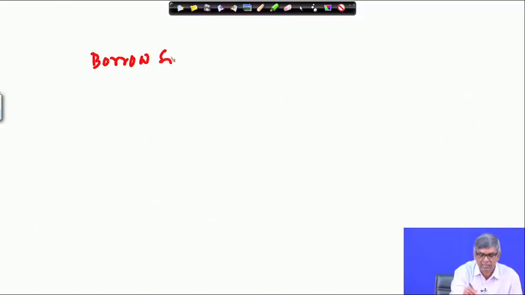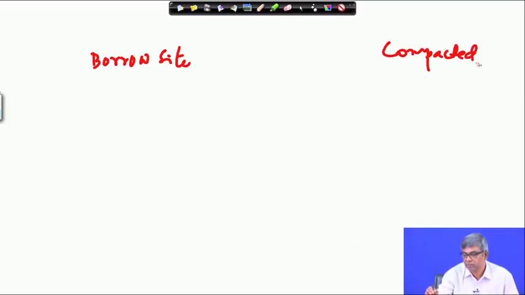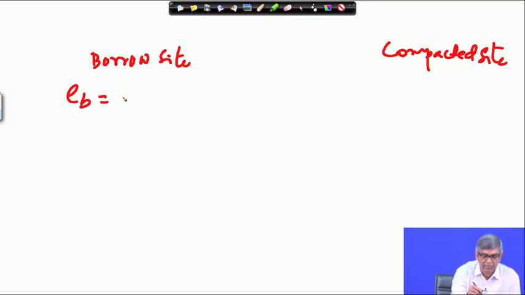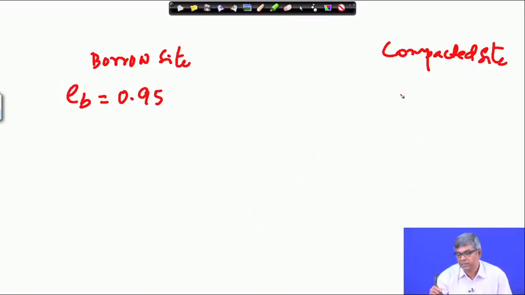We will see that calculation. There is a borrow pit or borrow site, and another, the compacted site. In that case the void ratio at the borrow pit is given, Eb equal to 0.95, and the compacted site void ratio will be 0.65. So, Ec, compacted site, is 0.65.